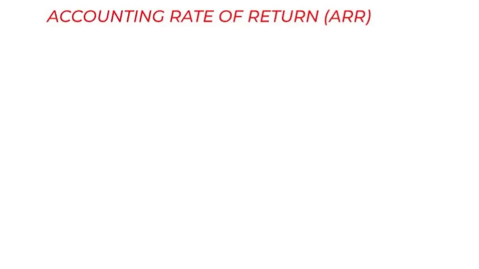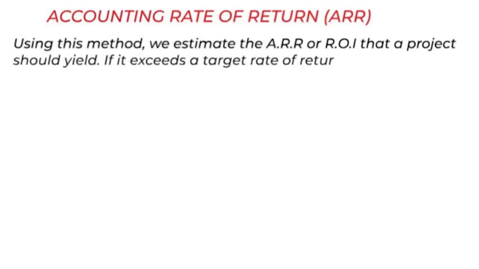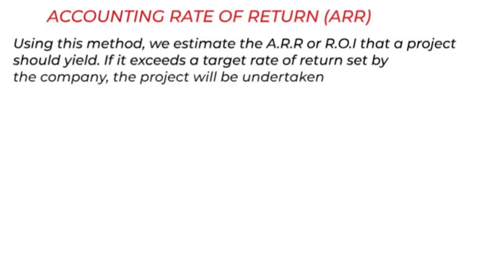Now we move to investment appraisal using ARR, that is accounting rate of return. The accounting rate of return method of appraising a capital project is to estimate the accounting rate of return or return on investment that the project should yield. If it exceeds a targeted rate of return, the project will be undertaken. For example, the target ARR might be 20%. So if the calculated one exceeds the 20%, the project will be undertaken, and if it doesn't, it should not be undertaken.